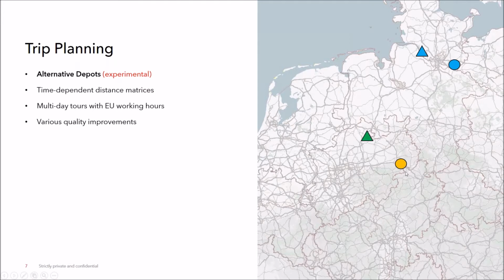There he is. And the yellow one can only be satisfied by the green triangle. So what we did in the past is we started from one depot, and when you had multiple depots, we picked the nearest to the delivery, and so the resulting tour was something like that.